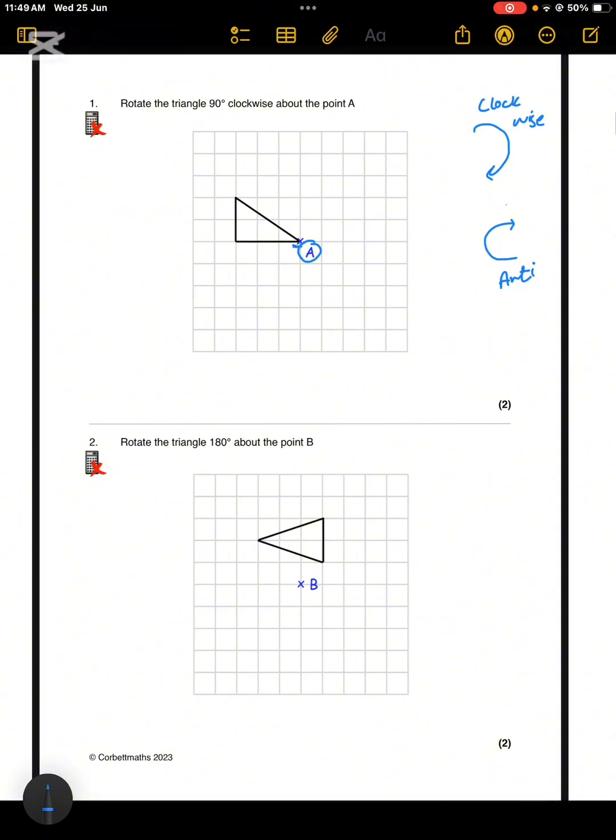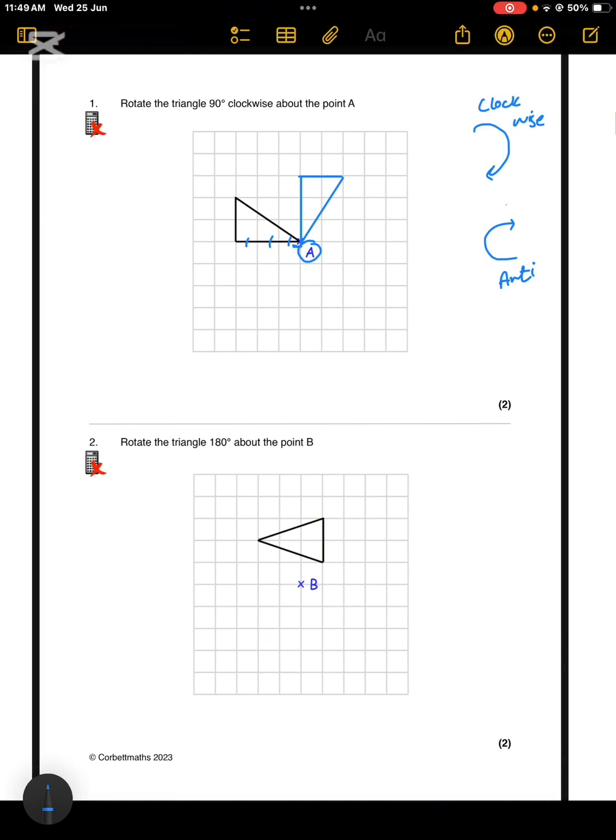So easy. I'll just be calculating the base: 1, 2, 3. When it rotates 90 degrees, obviously this base will become the length like this, 1, 2, 3 units, and then this length will become the base, which is 1, 2 unit boxes, and when we join them it will look like this. Question number 2 is to rotate the triangle 180 degrees about the point B.